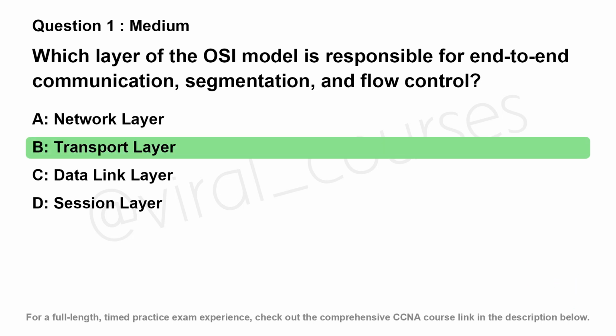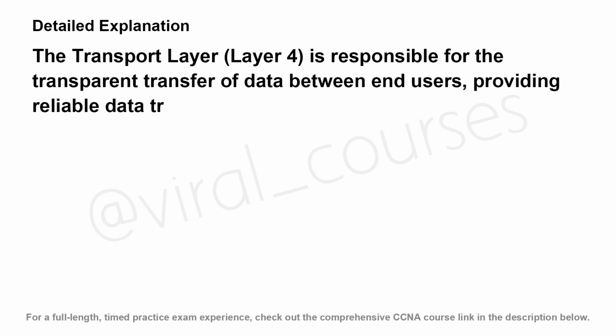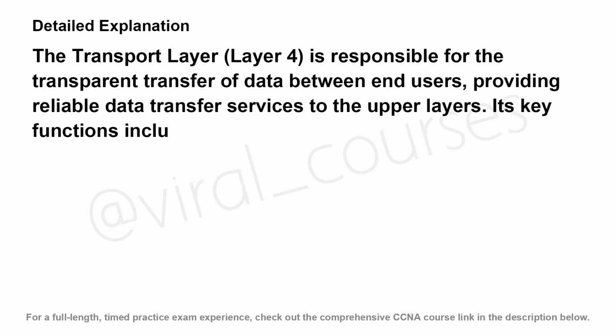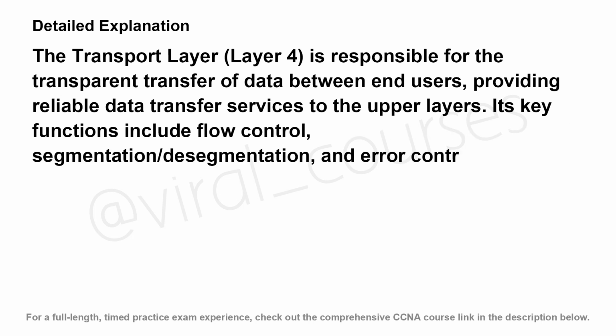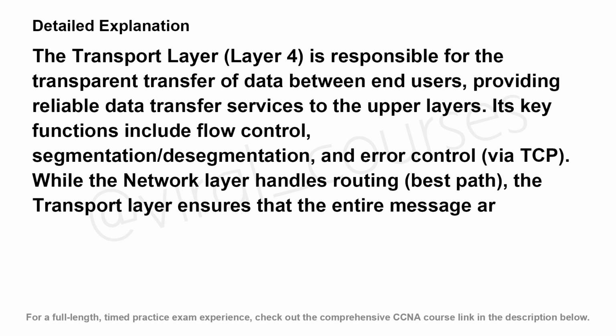The correct answer is B. The transport layer, layer 4, is responsible for the transparent transfer of data between end users, providing reliable data transfer services to the upper layers. Its key functions include flow control, segmentation, desegmentation, and error control via TCP, while the network layer handles routing. Best path. The transport layer ensures that the entire message arrives intact and in order.